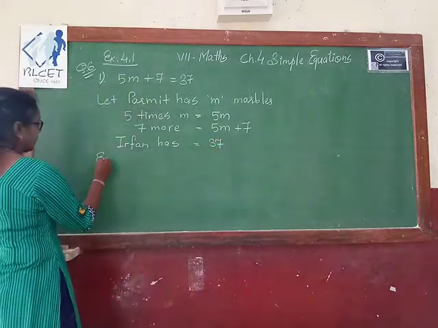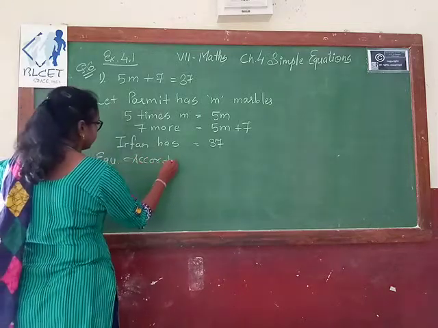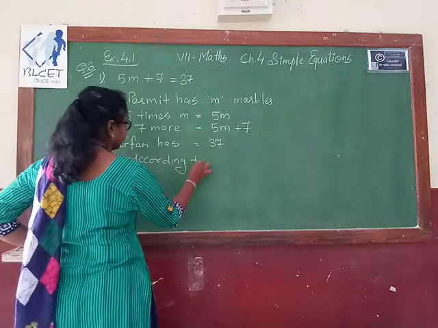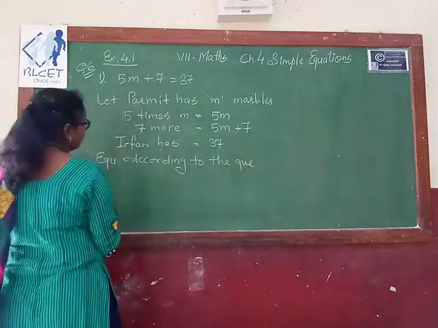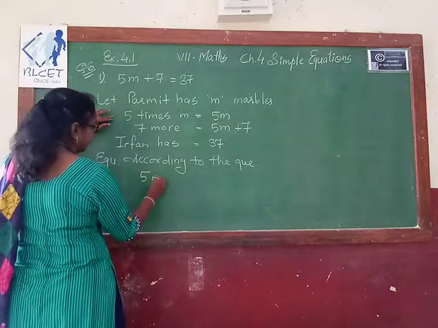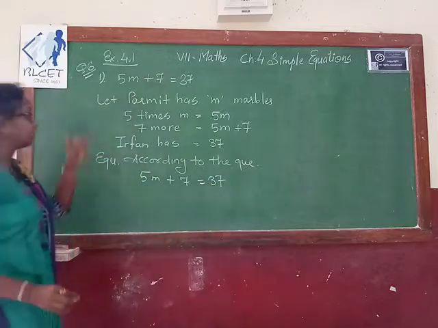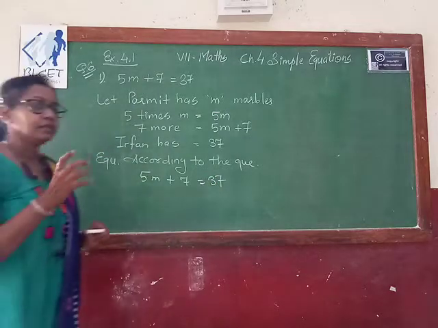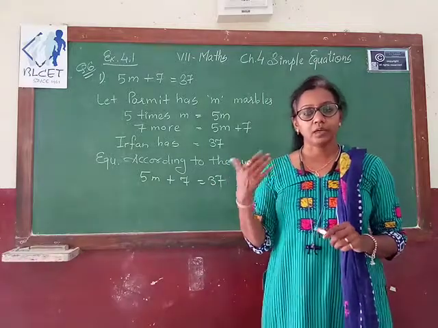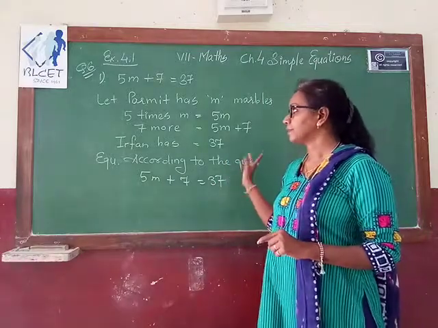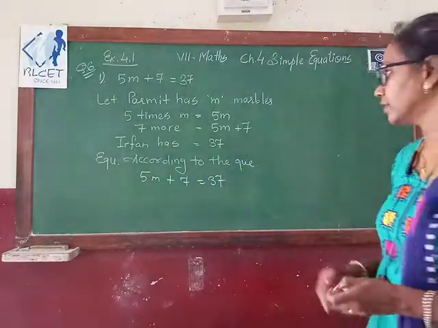So what equation do you have now? According to the question, 5n plus 7 is equal to 37. So this way we can write the answer. You will get the idea or the hint from the question itself. Okay. So this way we can solve the first question. Move on to the second question.